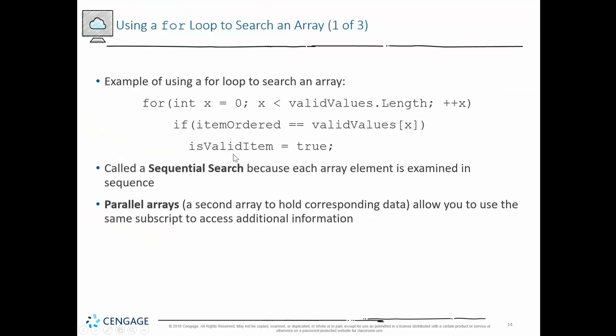All right, here's an example of using a for loop to search an array. This is called the sequential search because the array is examined in sequence. So if I've got a bunch of numbers and they're not in order, this will work fine.